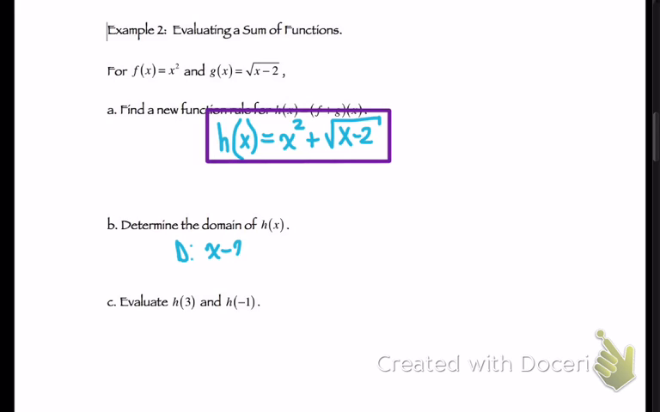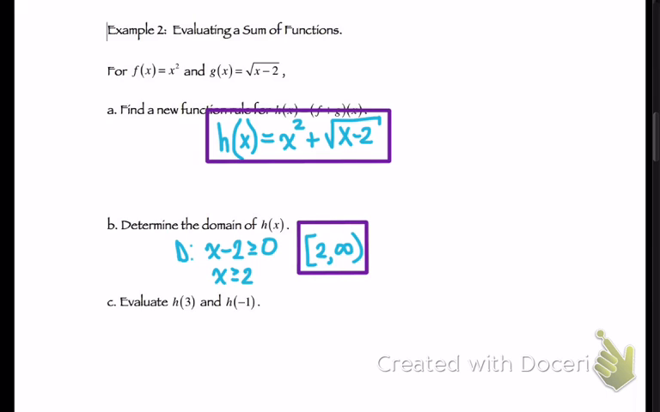Well, I think what we did is we took the inside of the square root and set it greater than or equal to 0. When I solve for x, add 2 to both sides, I get x is greater than or equal to positive 2. I know to write the domain, anytime I have an inequality, I'm going to put that in interval notation. So think, what would the interval notation for that look like? You should have bracket 2 comma infinity parenthesis.